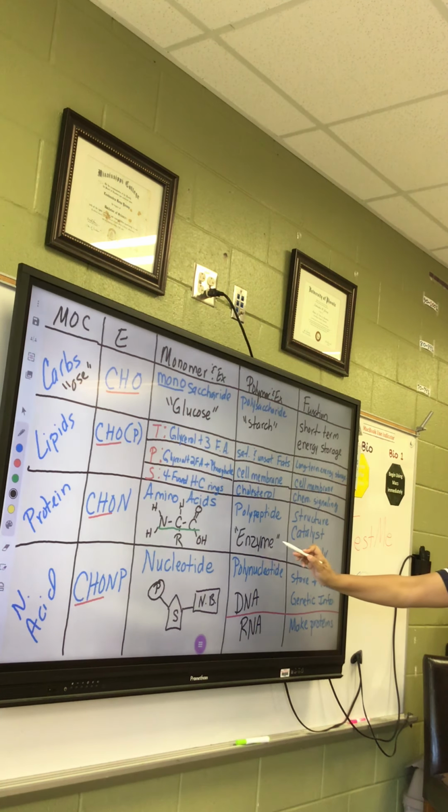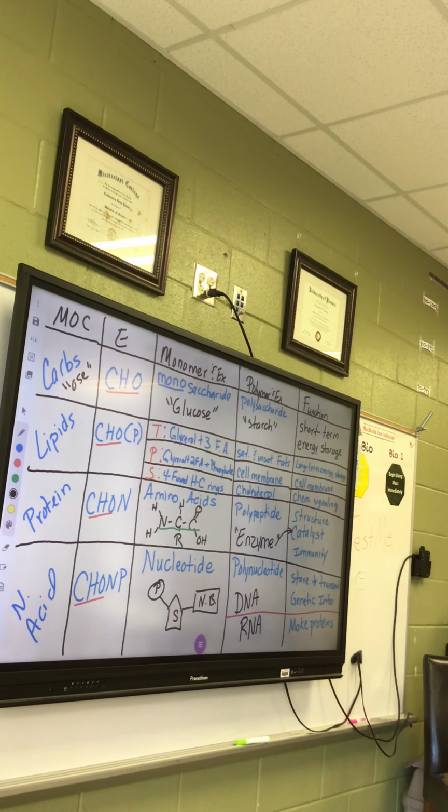Now, the enzyme's job is to function as a catalyst, okay? So the enzyme is directly connected to the catalyst. That enzyme is a catalyst. It's a catalytic protein. That's what enzymes are, a catalytic protein.